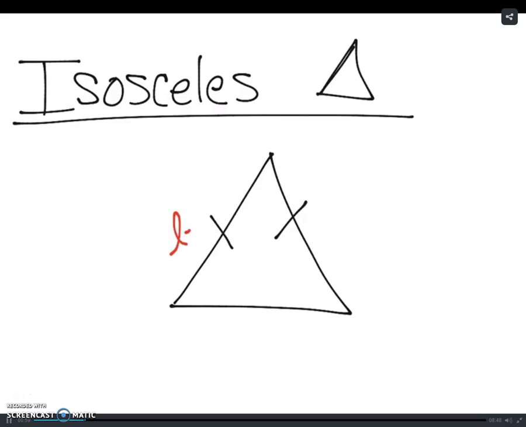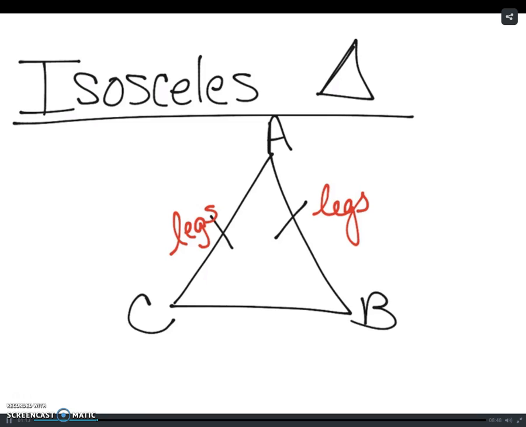Also, we have some important pieces of information that we need to know about this. These two sides that are the same are called the legs of the triangle. In this case, if I give it a name here, triangle ABC, then the two legs would be side AC and side AB. That's because those two sides are the sides that are congruent, which means they are the legs of the triangle.